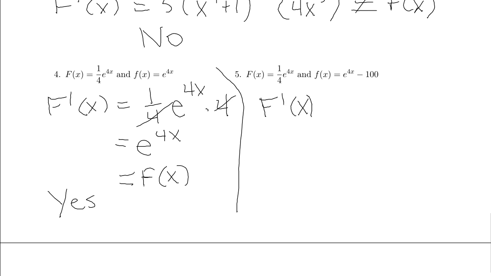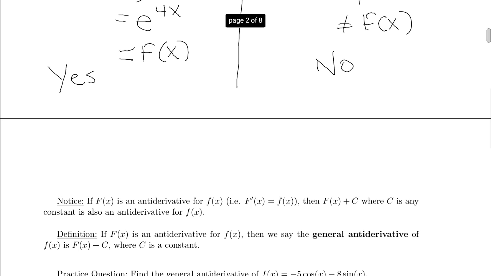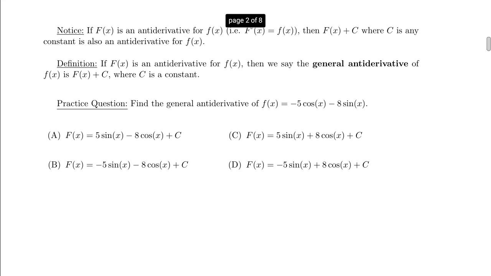And it's the same function, so its derivative is 1/4 e to the 4x times 4, which of course just simplifies to e to the 4x. We just did that. But that's not equal to little f of x, which is e to the 4x minus 100. So we say, no, this is not an antiderivative. Okay, so that wasn't maybe the world's best example, but basically your rule of thumb is if it's an antiderivative of a function, when you take its derivative, you get that original function.